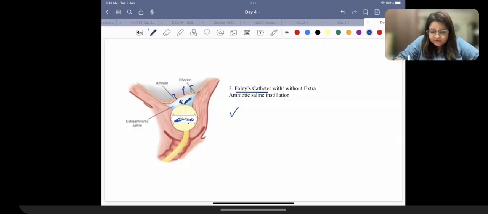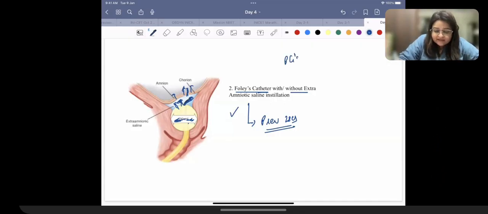You can put a plain Foley's, or you can even put saline here. The saline is going to push the membranes away. So this is what can be done, not a condom catheter. This is simply a Foley's catheter for induction of labor. This is a very good method if the patient has a previous LSCS, a previous cesarean section, and you want to induce her.